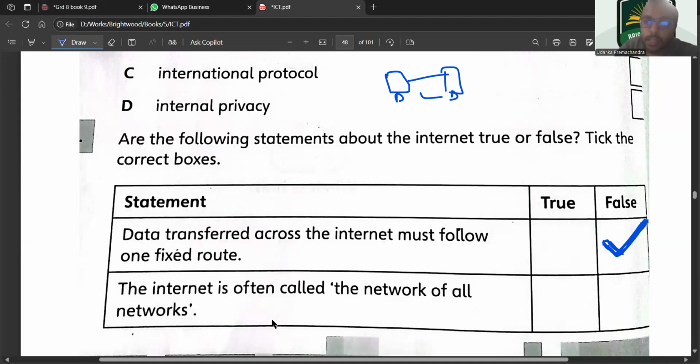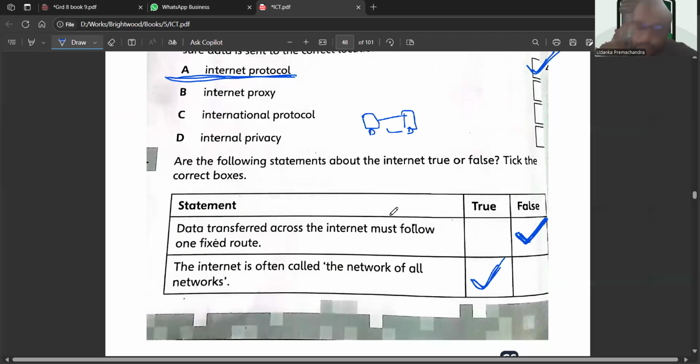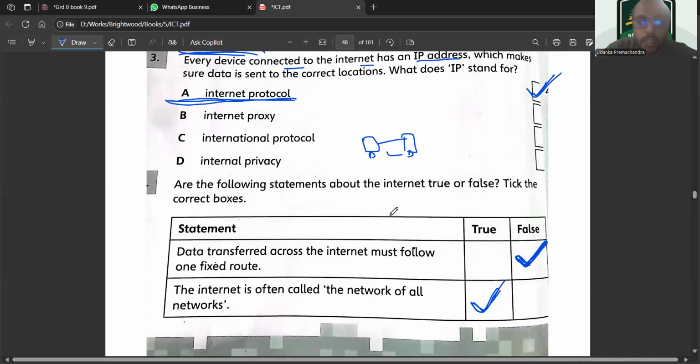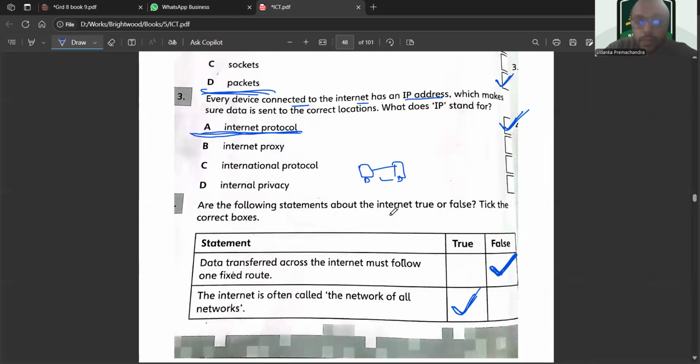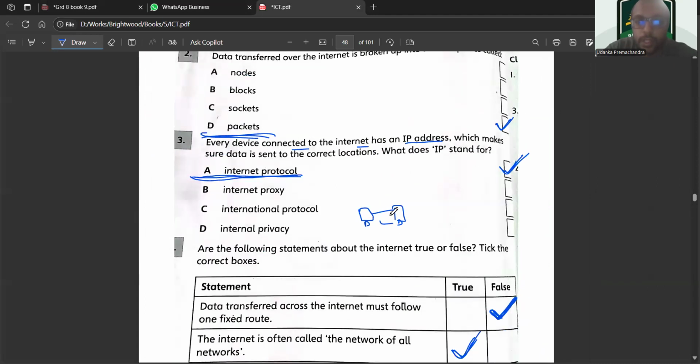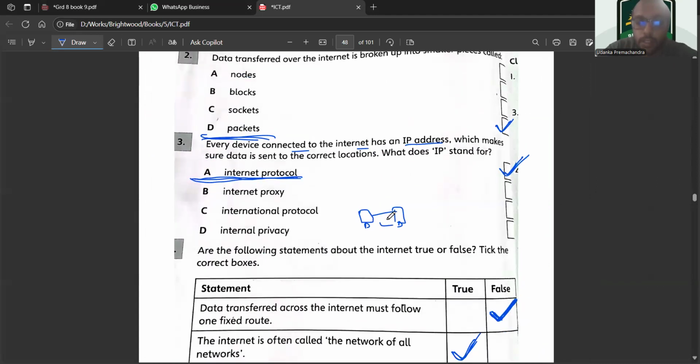Network inside network, something like that. Network of all networks, it should be true. Yes, that's true. Yes, network of all networks. The internet is often called the network of all networks. That's true. Okay, so it should be false and true.